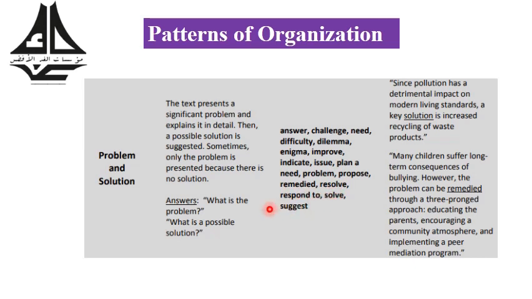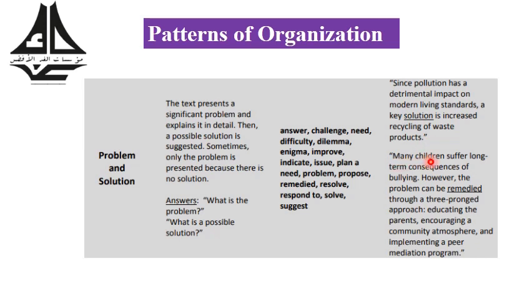Of course, there are many other signal words other than these ones that indicate that the pattern of organization is problem and solution. Let's take a look at these examples. Since pollution has a detrimental impact on modern living standards, a key solution is increased recycling of waste products. So here the signal word is solution, telling me that the author here is mentioning a solution.